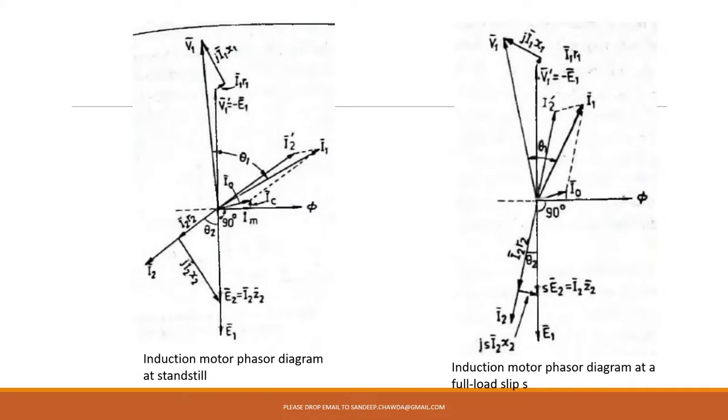Are you drawing for standstill condition? Then whenever you draw this I2, take theta 2 as a larger angle. If you are drawing for revolving condition, running condition, then this theta 2 should be smaller. So when theta 2 is smaller, automatically you are going to get a smaller power factor angle here. This is the difference which you need to keep in your mind.